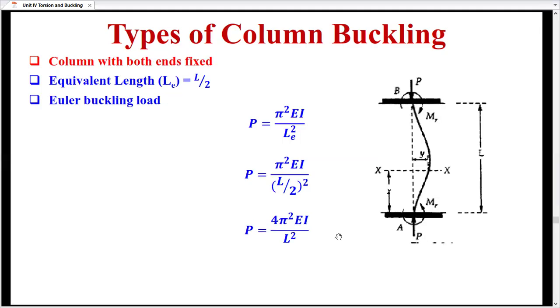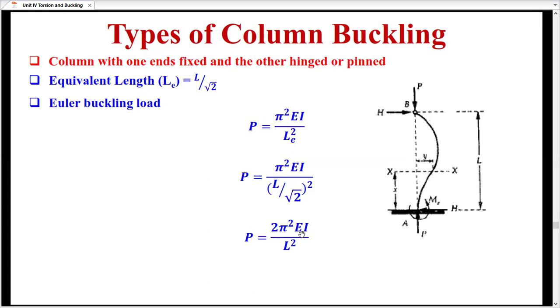Now the third type is when both ends are fixed. When both ends are fixed, the deformation will be like this. At that time, the equivalent length will become half of the actual length. So you can write pi square EI upon (L by 2) square. That is P equals 4 pi square EI upon L square. That is the equation for the buckling load.